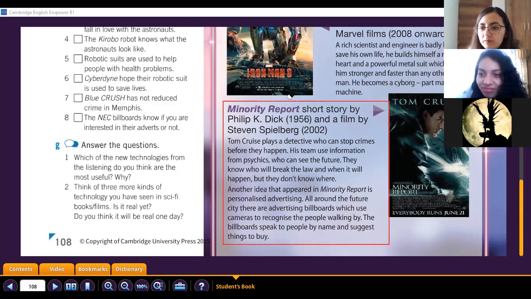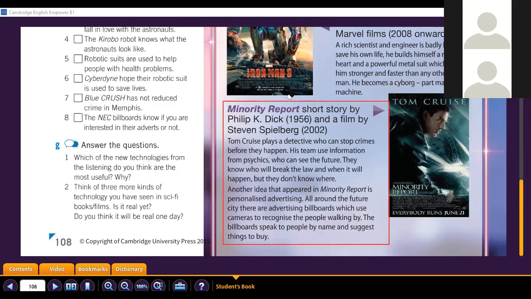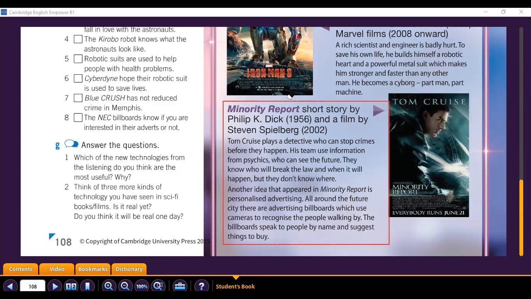Can you please help me with reading? Melanie, can you help me read this one, please?